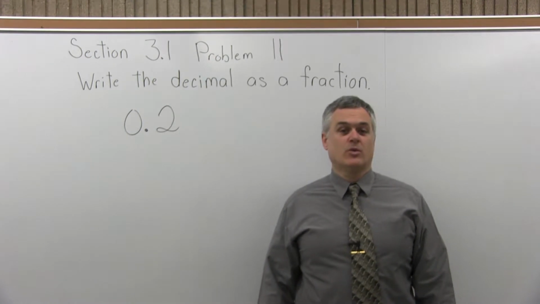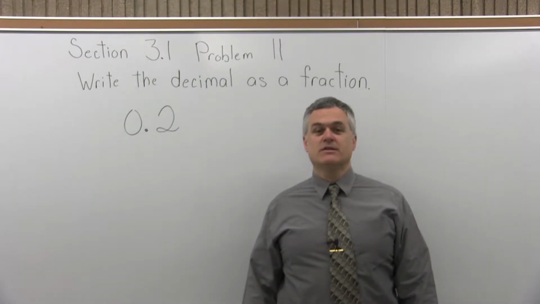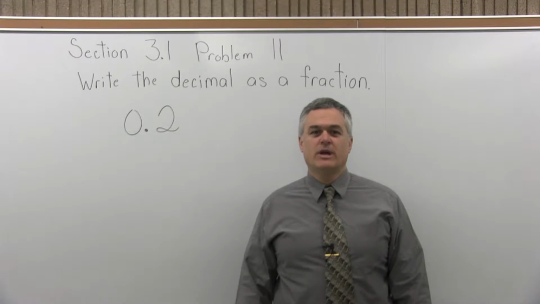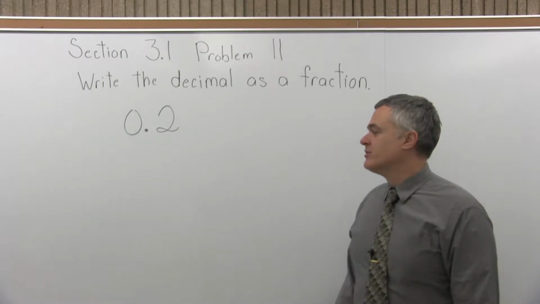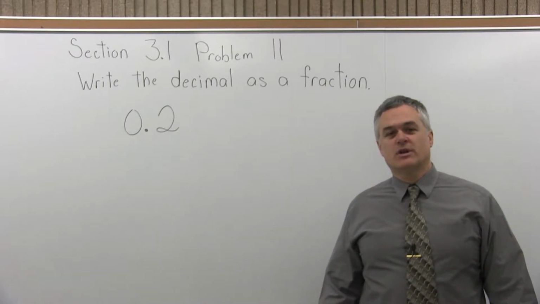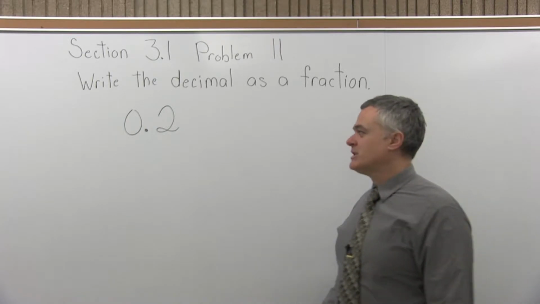This is Section 3.1, Problem 11. It says write the decimal as a fraction, and we have 0.2, or just .2 if you prefer. So to convert a decimal into a fraction, it's a four-step process.